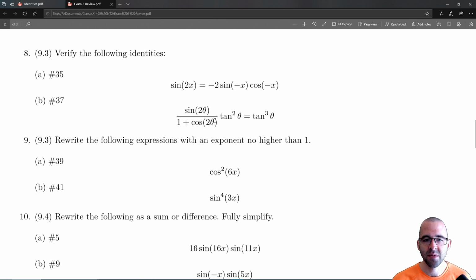Also a verification problem. All right. So for 8B, you have a couple choices on where you want to start. I would start with the left-hand side because the right-hand side already has a tangent squared. Right? The right-hand side is tangent squared times tangent. So really all we have to do is show that this fraction is equal to tangent and we'll be good, right? Because if this fraction is a tangent, then you just combine these two together and you get tangent cubed. So we'll start with the left-hand side and see what we can do with it.